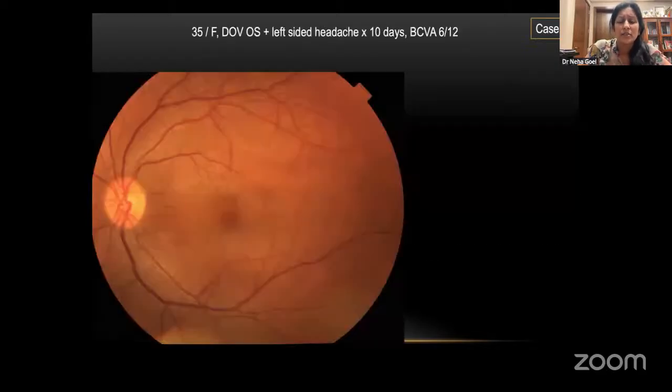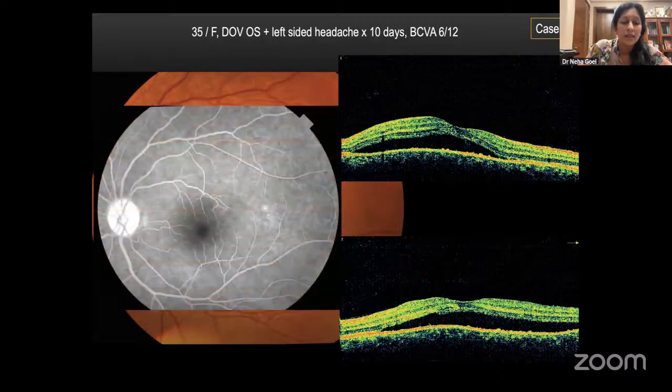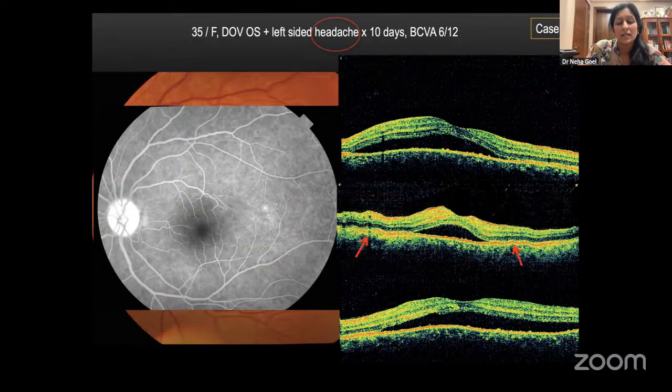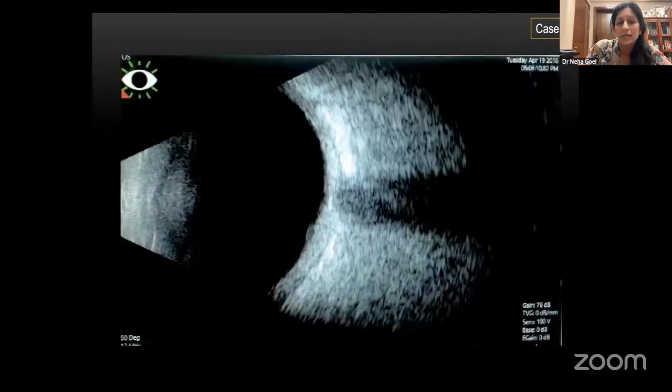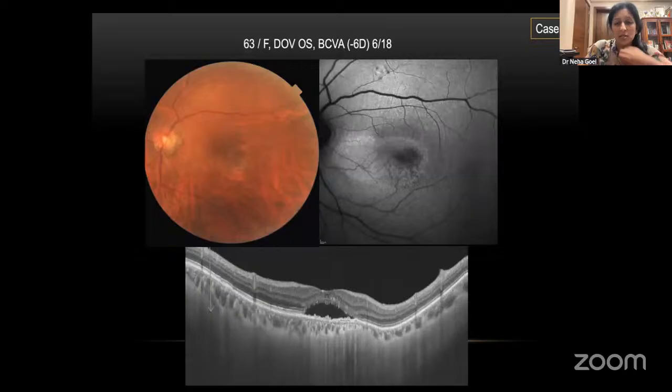Another case, this was a young female who came with decreased vision and left-sided headache. Again, she was referred to me as a case of CSC. Vision was 6/12. FFA didn't show any leak, just a hot disc and some ill-defined hyperfluorescence. The clue here was in the headache. And again, if you look at the choroid, it is undulating. So this was actually a case of posterior scleritis. And it is important because it may be the first manifestation of a systemic disease such as Wegener's or polyarteritis nodosa. And again, these patients need steroids or immunosuppressants. So not CSC, this is also an inflammatory disorder.